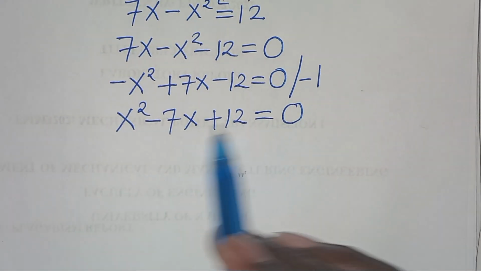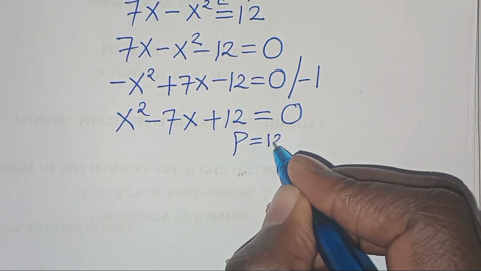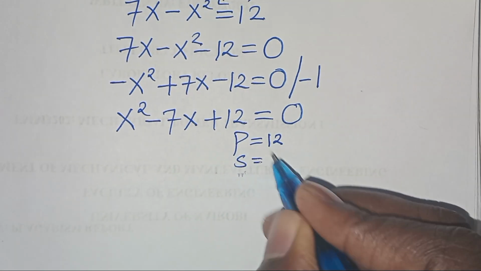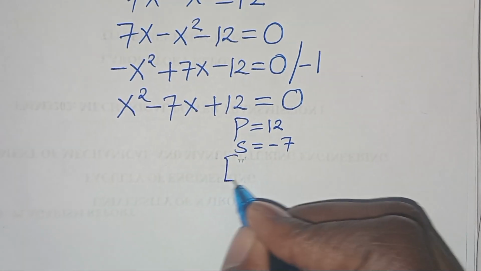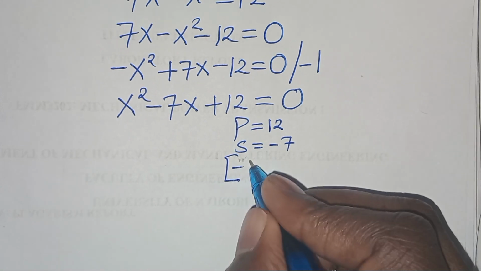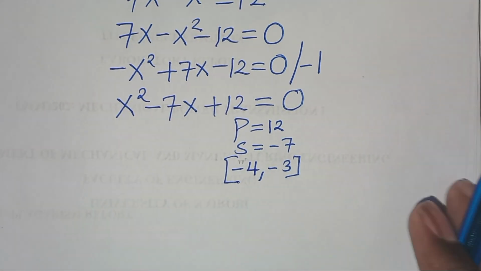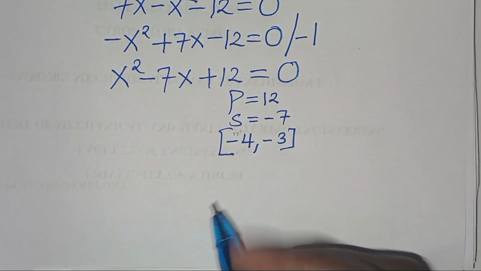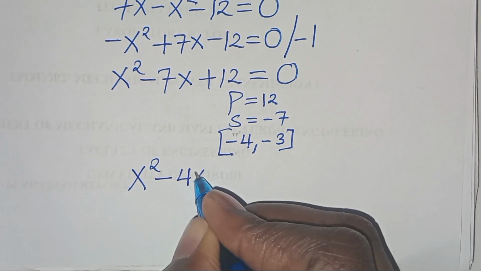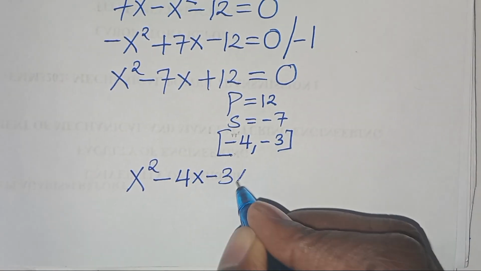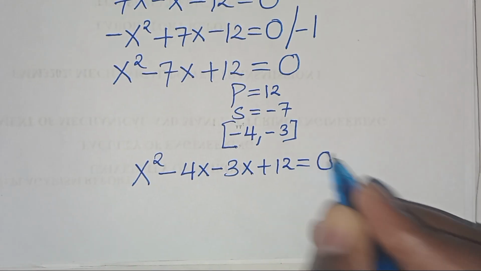Now we can apply the factorization method here. We have that the product is equal to 12. The sum here is equal to minus 7. So let's get those two factors. These two factors are equal to negative 4 and negative 3. Now let's substitute this. We'll have x to power 2 minus 4x minus 3x plus 12 equal to 0.